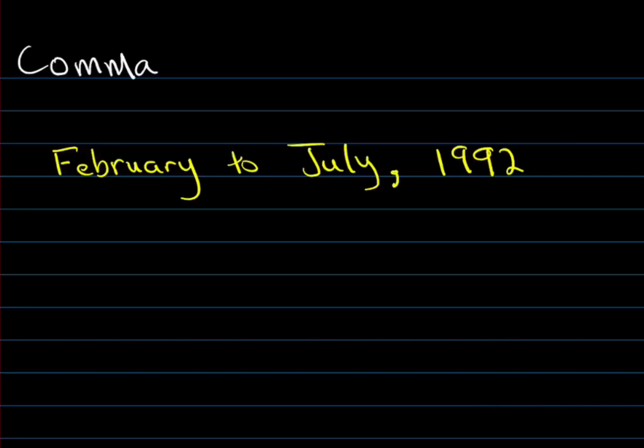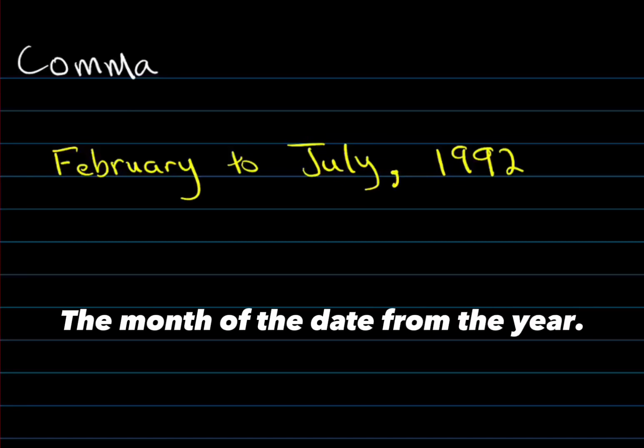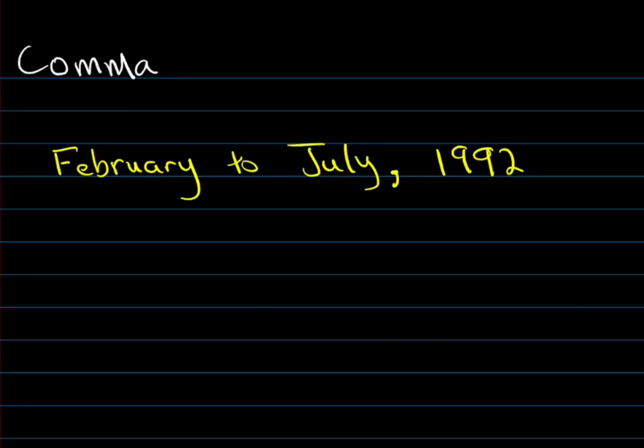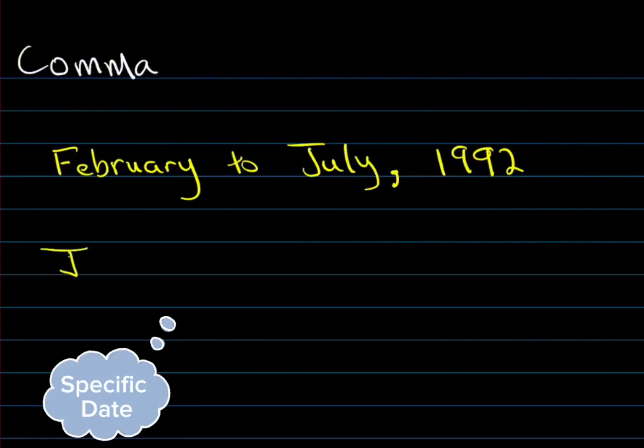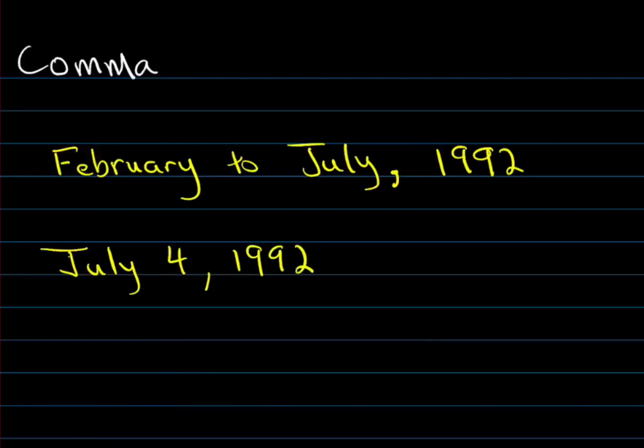But it's customary to separate the month of the date from the year, whether it's a range or even a specific date. For instance, that specific date might be July 4, 1992, in which case I want the comma right here.